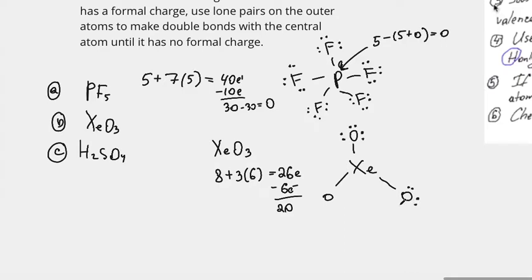So I'm going to give each oxygen 6 electrons. Oops, I did not mean to do that. Let me get rid of that. Okay, now how many electrons have we used? 6 times 3 is 18. We used 18 electrons, which means we have 2 left. So the 2 electrons will go on xenon. And now we have none left.